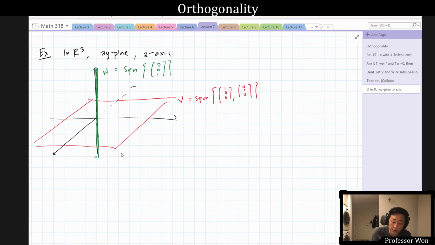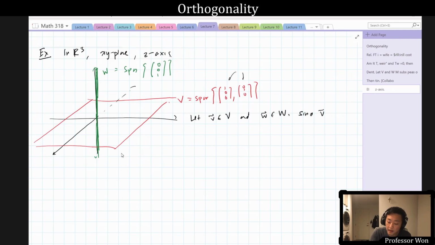Now, how do I show that V and W are orthogonal? What I do is I take an arbitrary vector in V, an arbitrary vector in W, and I show that those two vectors are orthogonal. Since they were arbitrary, the argument works for any pair of vectors. Well, what does it mean to be in the span of these two vectors? It means you're a linear combination of them, right? So let v be in V and w be in W.